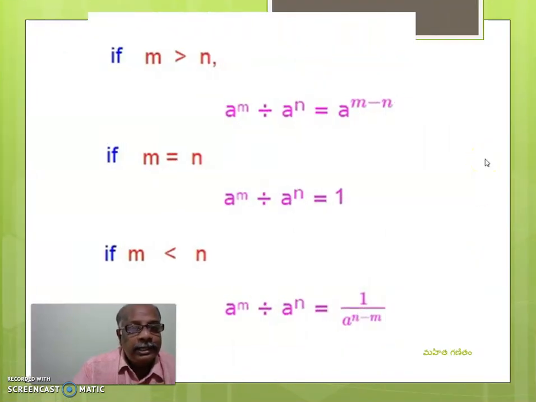Totally, we see at once all three laws. If m is greater than n, a to the power of m by a to the power of n is equal to a to the power of m minus n. If m is equal to n, a to the power of m by a to the power of n is equal to 1. If m is less than n, a to the power of m divided by a to the power of n is equal to 1 by a to the power of n minus m.